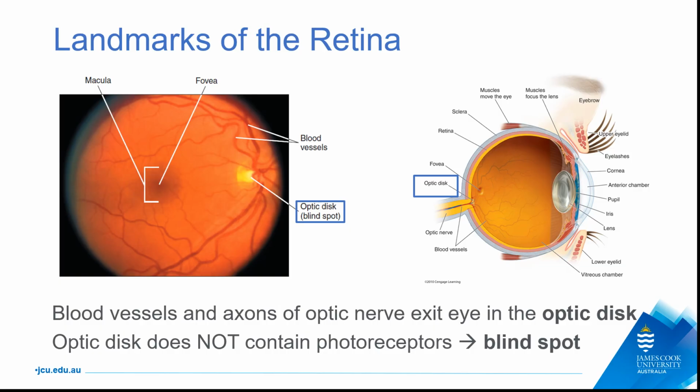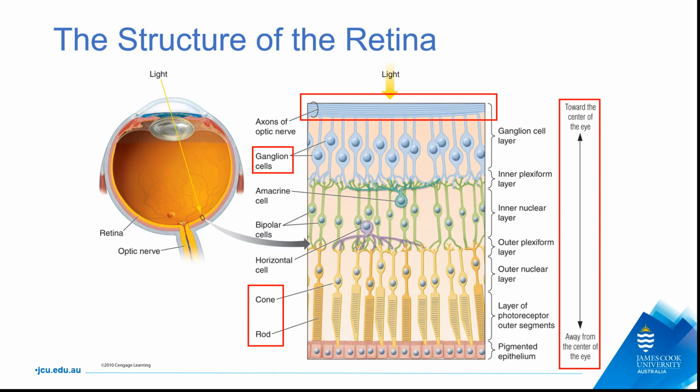Because it is the area in which our optic nerves exit our eyeball and pass all this visual information to our brain. So as said, blood vessels and axons of the optic nerve exit the eye at the optic disc, and this optic disc does not contain photoreceptors. Because it has no photoreceptors, it's called the so-called blind spot. Not to get mixed up with driving. This is the blind spot of the retina, not the blind spot when we are driving. Okay, structure of the retina.